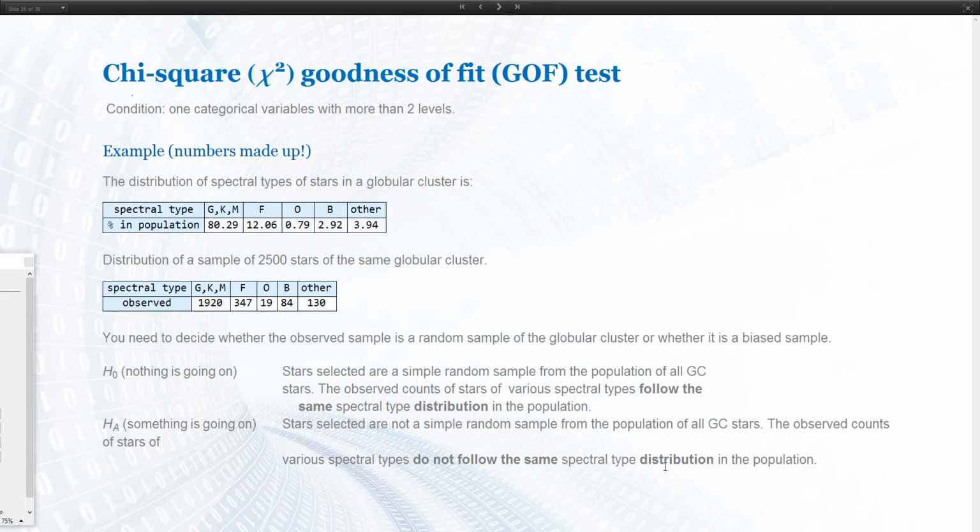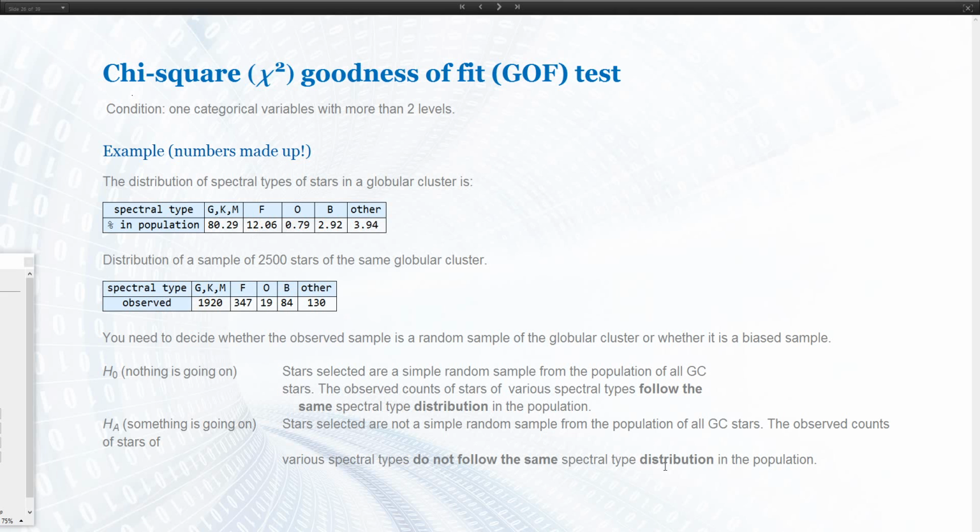Okay, and so far we were working with variables that only had a category with one level, yes or no. Okay, correctly guessed or not, exoplanet or not, I don't know.